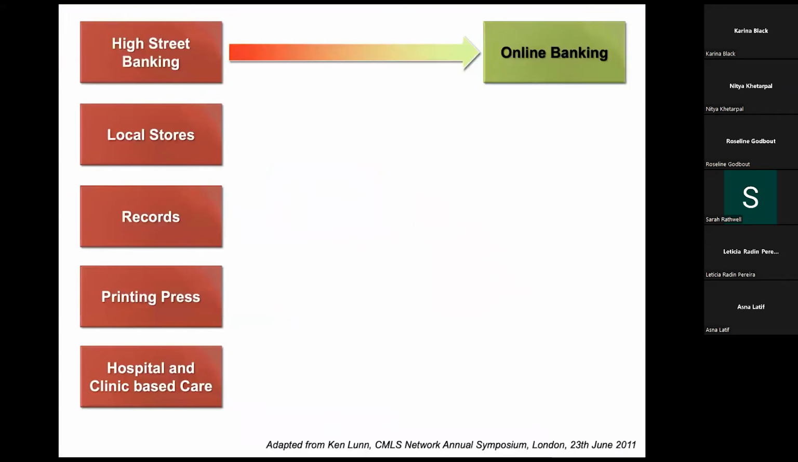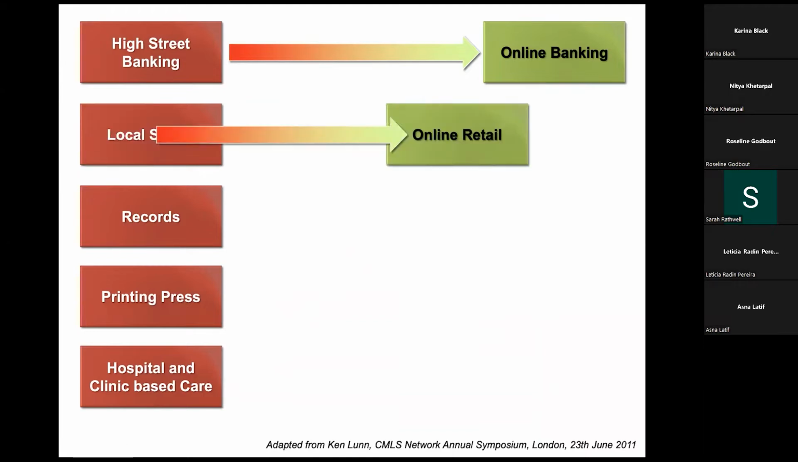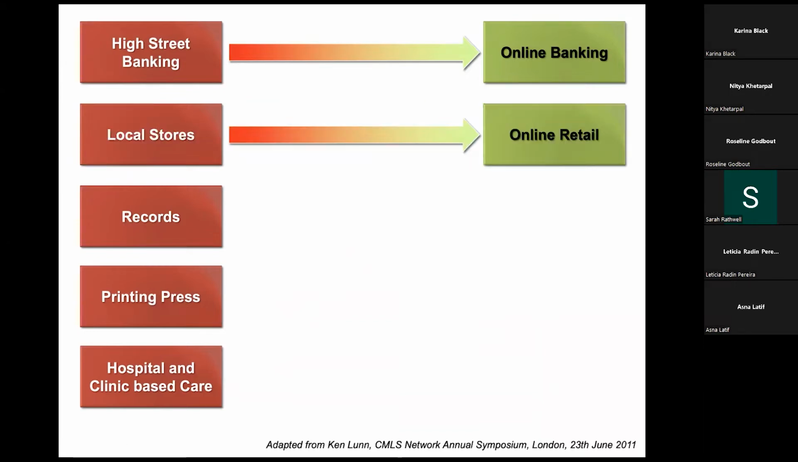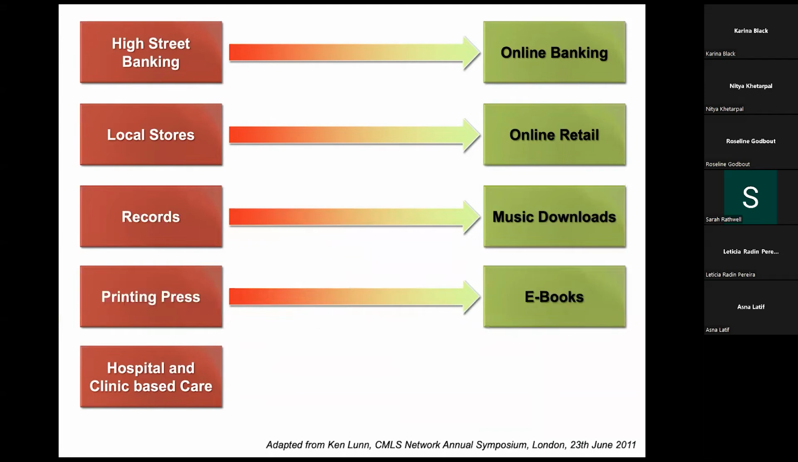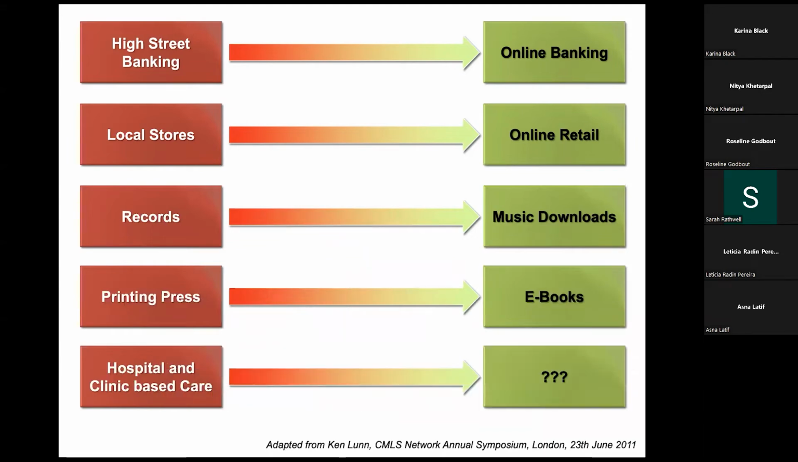Our society is changing over time. On one hand, you have high street banking, local stores, records, printing press, and hospital and clinical based care. You see what happened during the last years: from high street banking to online banking, local stores to online retail, records to music downloads, printing press to ebooks. And the question is, what is happening with our hospitals and clinical based care?